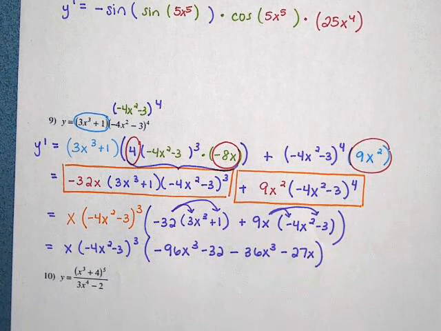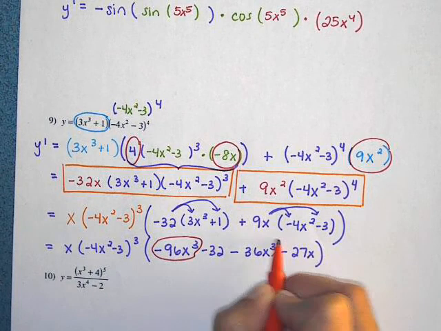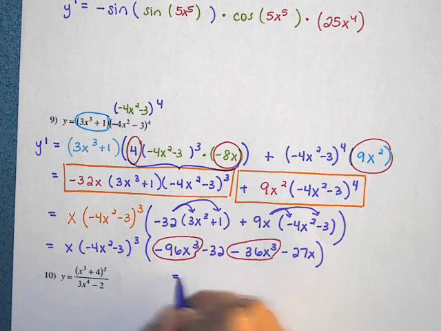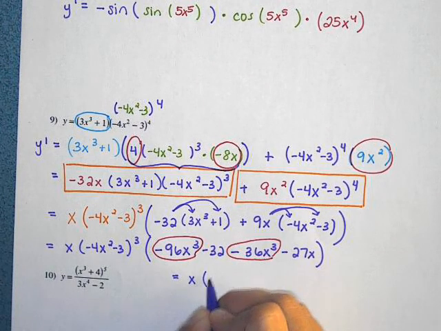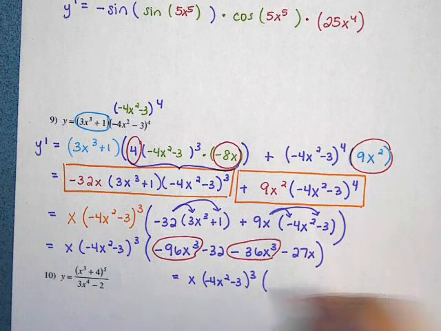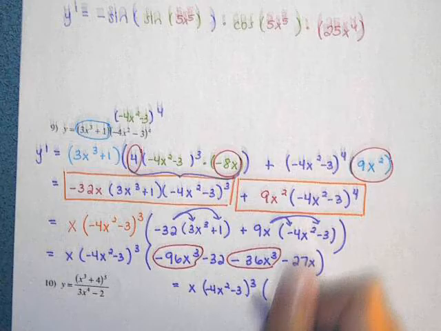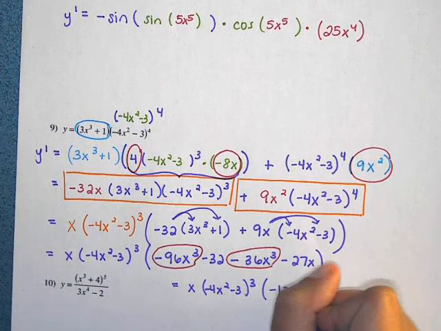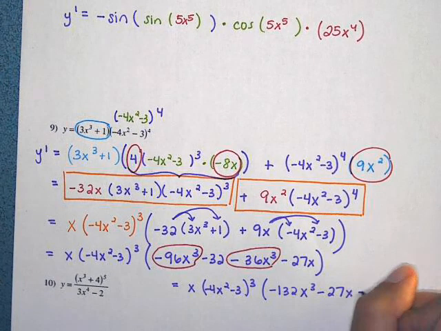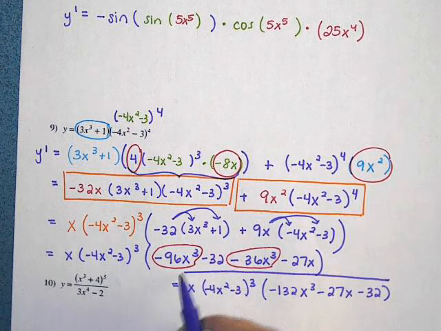Inside of this parentheses, we have some like terms. We have the negative 96x cubed and the negative 36x cubed. So my final answer here would be x parentheses negative 4x squared minus 3 cubed. Negative 96 and negative 36 is negative 132x cubed. And then I'm going to copy down the minus 27x and the minus 32. And this is my final answer.